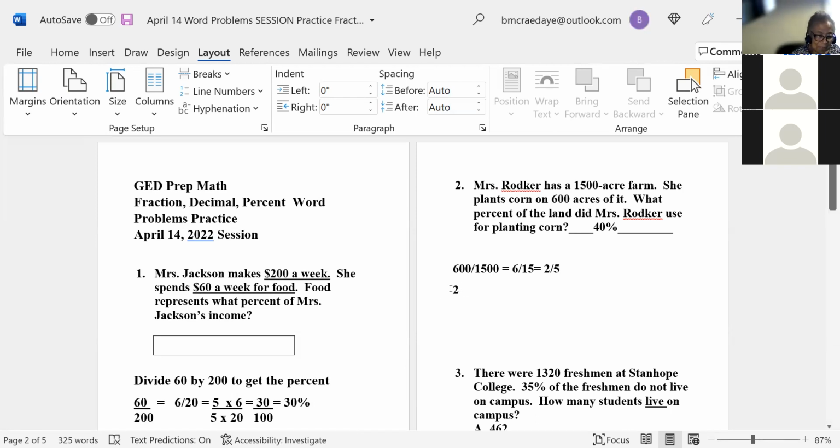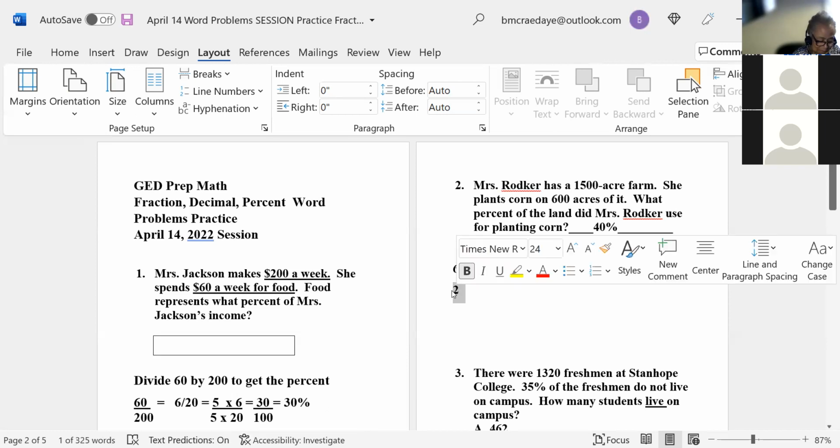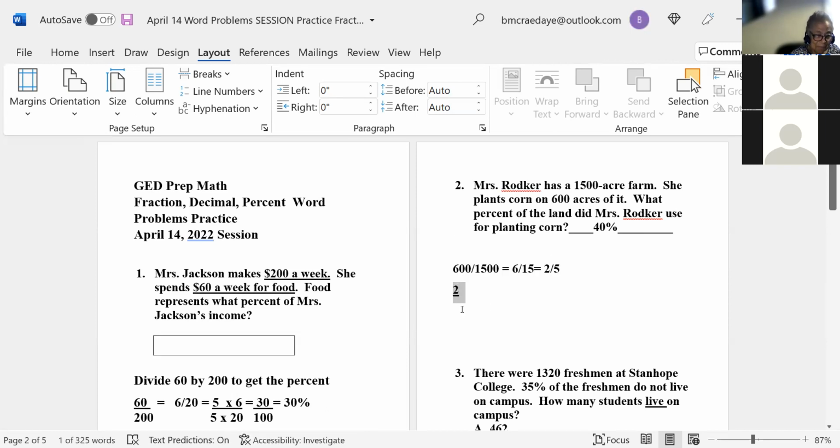We want to know the percentage, and percentage is out of 100. So we have to see what gives us 100. We take the 20. 20 multiplied by 2 gives us 40, and 20 multiplied by 5 gives us 100. That's the percentage. 40 over 100 is equal to 40%. Very good. You got it, Maureen? Yeah. This is what Vanessa did.